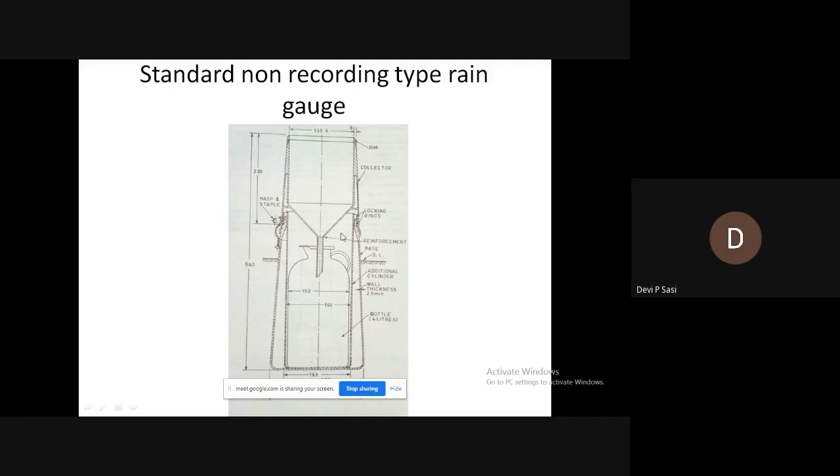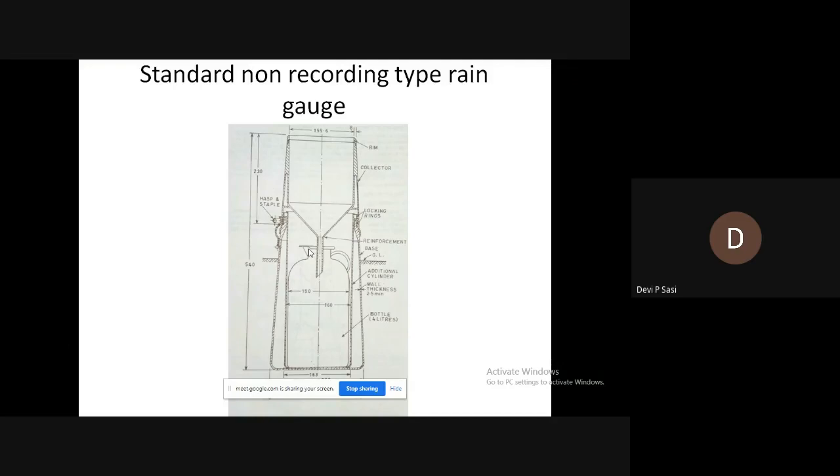So the water reaches a collector. The collector intercepts the water and the rain water falls into the funnel. From the funnel the water reaches the glass bottle. Again, we have to measure the amount of water that is collected in the glass bottle so that we can get the value. Okay, then these glass bottles are always made up of polythene. The bottles used for rain gauges are made up of polythene and have capacities 2, 4 and 10 liters.